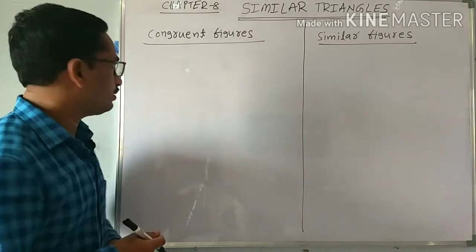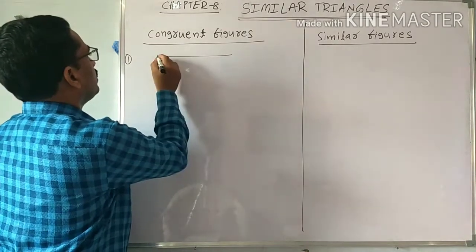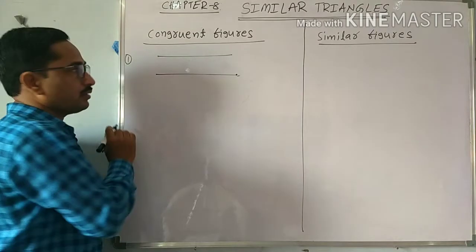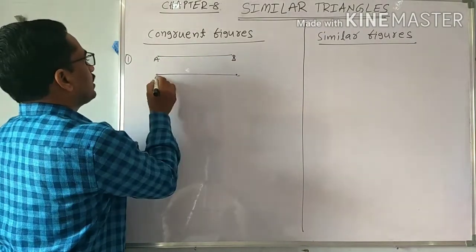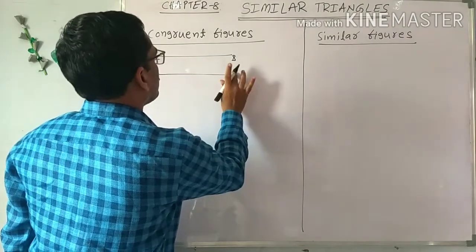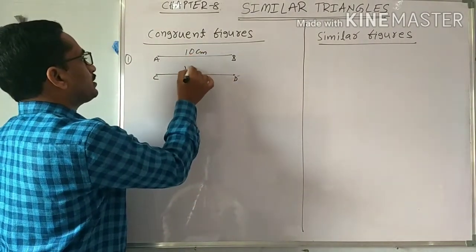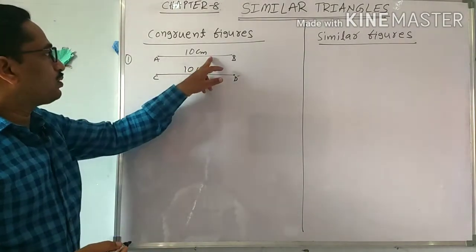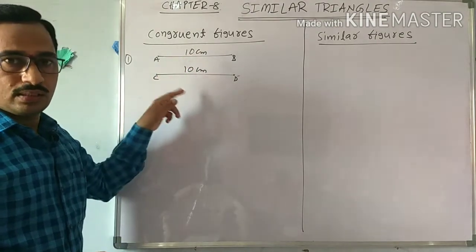So what is the difference? The first one is line segments. For the congruent figures, the first one is AB and the second one is CD. If you observe, these line segments have the same length: the first one is 10 centimeters and the second one is also 10 centimeters. Then these two line segments are called congruent line segments, AB congruent to CD.